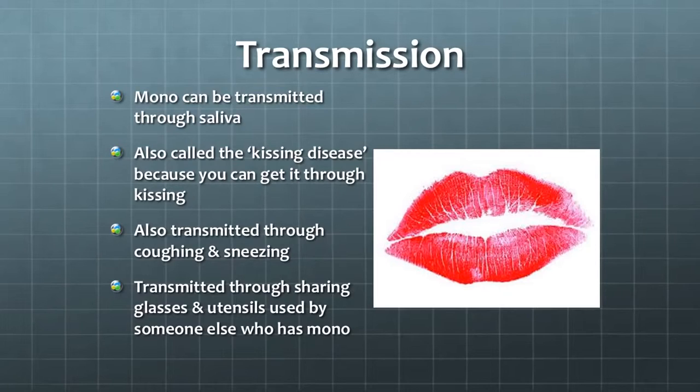However, it's also transmitted through coughing and sneezing. So make sure if you're around someone that has mononucleosis or you have it, make sure you always cover your mouth and nose when you cough and sneeze. It's also transmitted through sharing glasses and utensils used by someone else who has mono. So make sure you don't share those things with someone who has mono, and just clean glasses and clean utensils frequently and often.